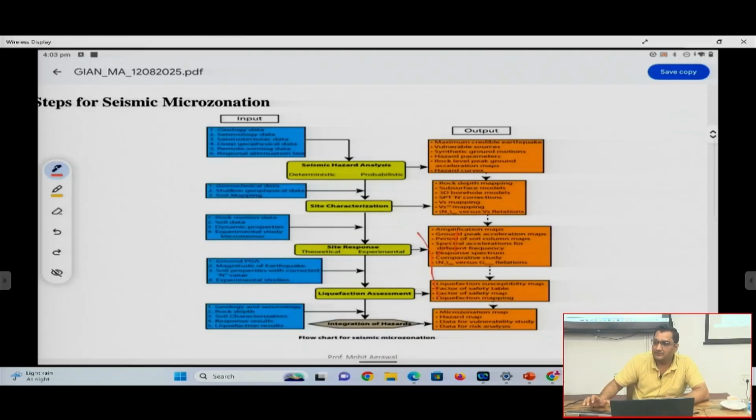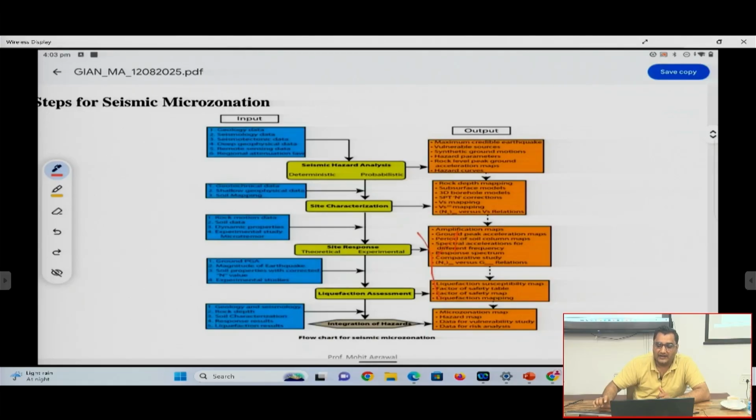Now, thereafter you may perform site response study. In site response study, there are several techniques that you may perform. Maybe you can do linear site response analysis, equivalent linear site response analysis, or non-linear site response analysis. Basically you are trying to follow the trajectory of the stress-strain curve in site response analysis in order to find out the amplification factor or the transfer function of the soil.